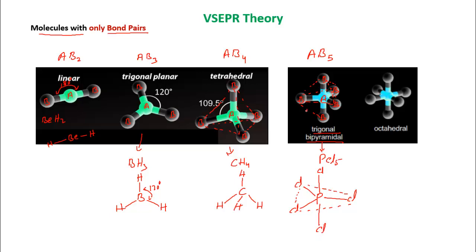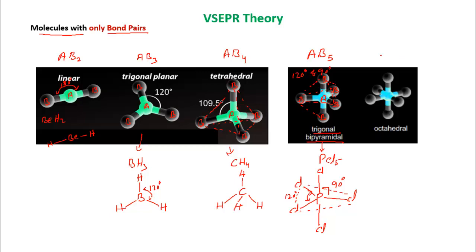Interestingly, in this molecule you have 2 types of bond angles. You don't have just one bond angle. Linear is 180, trigonal planar is 120, tetrahedral is 109.5. Here in the trigonal bipyramidal, we have 2 types of bond angles. One is 120, for the atoms present in this trigonal planar shape. The bond angle will be 120 there, and the chlorine atoms at the top and the bottom form 90 degrees. So in the trigonal bipyramidal you have 120 degree and 90 degree bond angles.